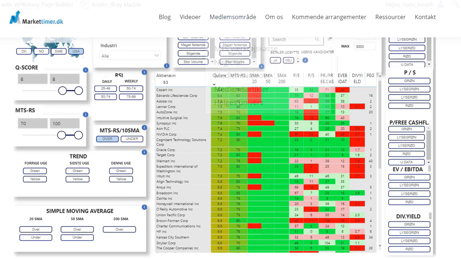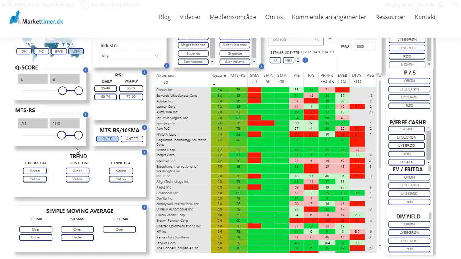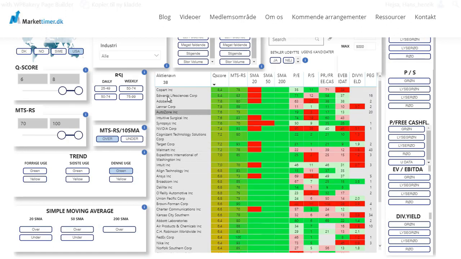And if you have been following me for a while, you know that to be in a green zone, a stock needs to be above its 50 line here at the RSI on the weekly chart, and it needs to be above these two moving averages, this comparative relative strength score. Of course, Nicola is not there right now, but it's just to explain that when I'm saying that the trend needs to be green this week, then we only get stocks that are in the green zone. So we are at quite a good place right now.